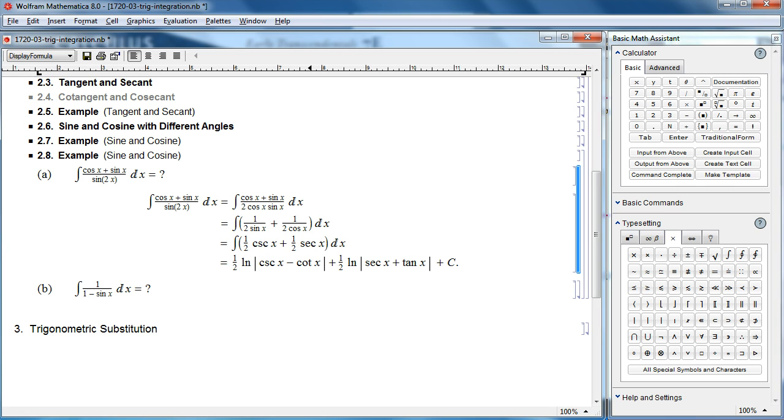Sine of 2x is 2 cosine of x times sine of x, as we have over here, and consequently we have simplification. Cosines cancel out, sines cancel out, so we have 1 over sine of x and 1 over cosine of x respectively. Consequently, we have antiderivative of cosecant and secant functions. And all you have to do is just look up the antiderivative table for cosecant function. We have it here. And then secant function there, and that's about it.